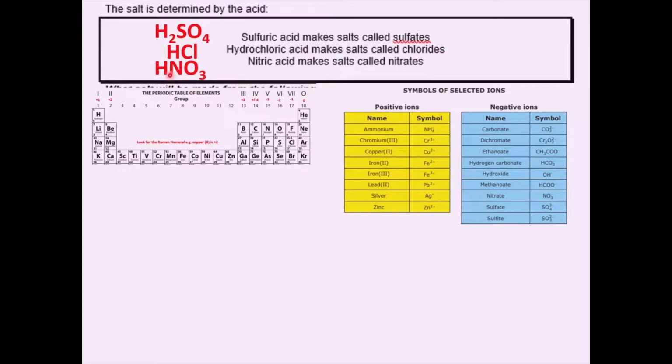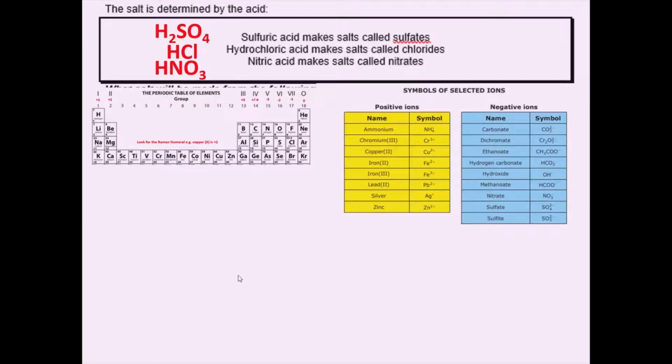And nitric acid, HNO3, take that H off, you're left with NO3. And if you go to your data sheet, you'll see NO3 is nitrate. So nitric acid makes salts called nitrates. So every time we use sulfuric acid, our salts are going to be called sulfates. When we use hydrochloric acid, chlorides, nitric acid, nitrates.